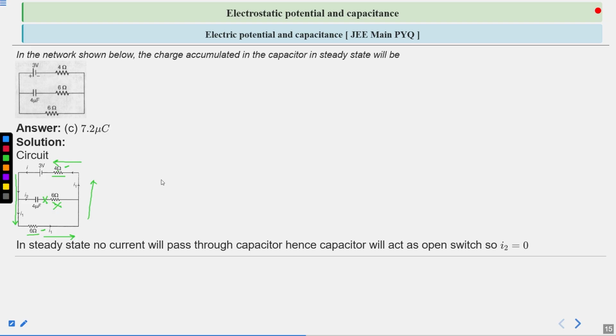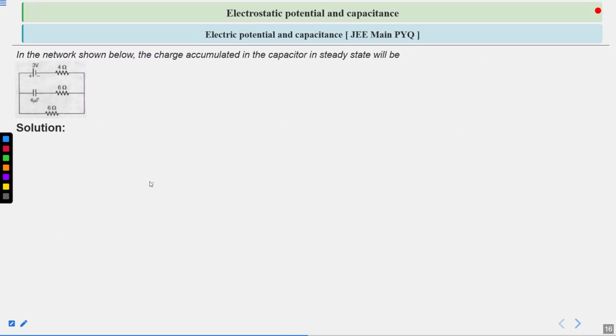So let's see, this is the circuit. Now the current will be 3 upon 6 plus 4. This resistor has no potential difference across it because no current is flowing through it. 3 by 10 ampere is the current. This I is equal to I1, because I2 is 0. So the I1 current is 3 by 10 ampere.